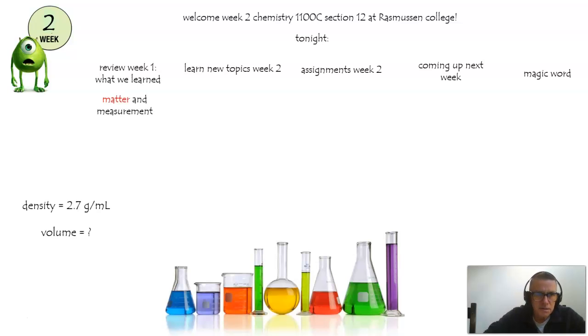Okay, what we learned week 1. This topic was matter and measurement. We mixed chemicals in a virtual sense. We looked at significant figures. We looked at adding and subtracting numbers. We took a look at data. And some common errors were administrative in nature.